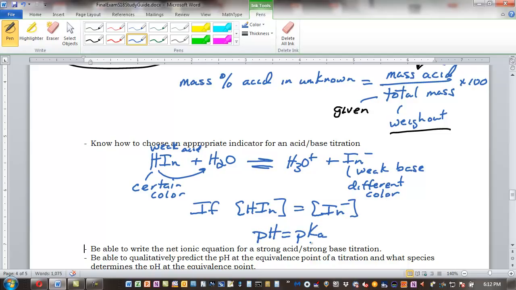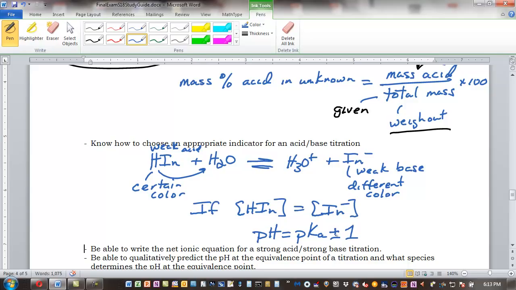that's why different indicators change color at different pHs. It's because they have different Ka values, and it's going to change color centered on its pKa value. Now, there will be a range, typically like a buffer. The color change will go over a range that's typically about 2 pH units.